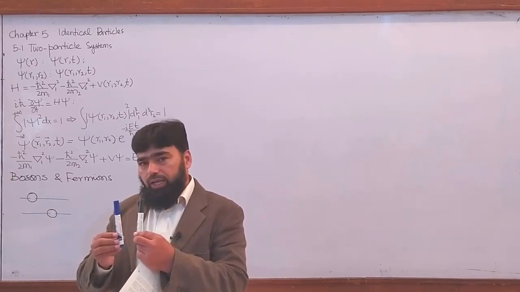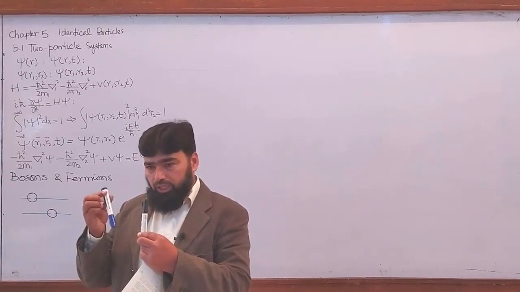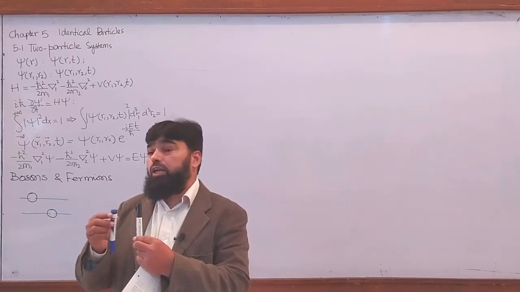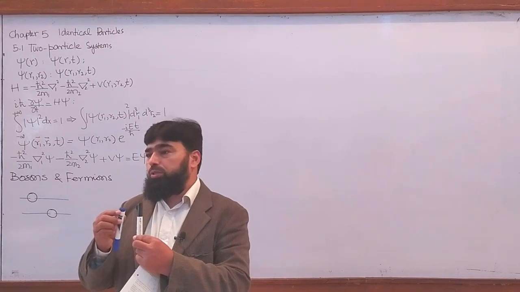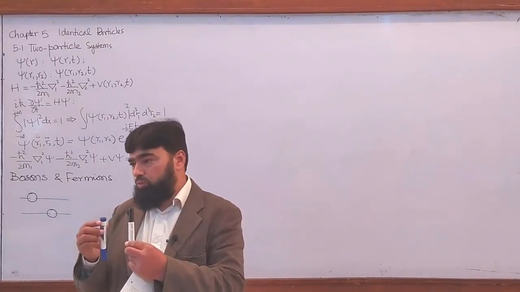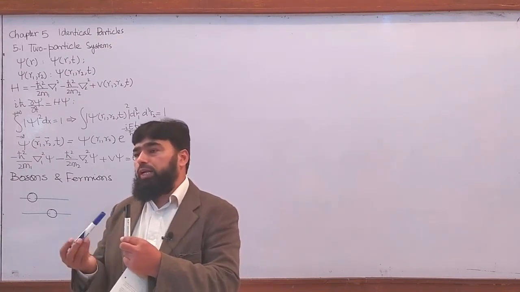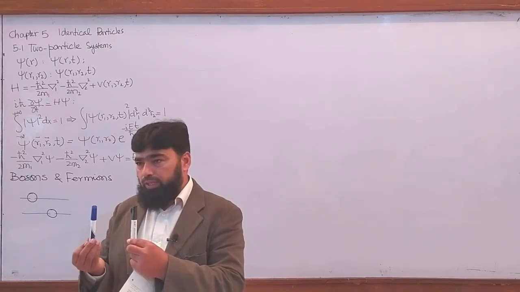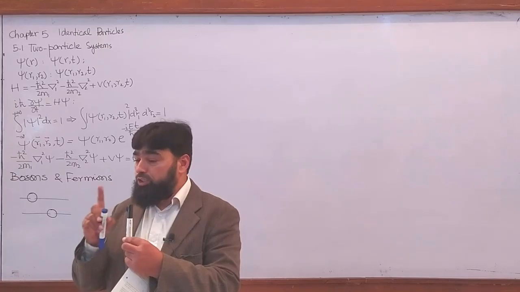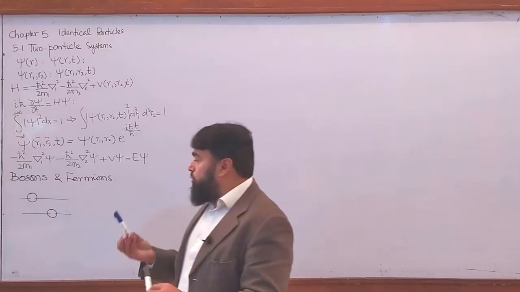Now, when they are in their configurations, in their states. In one state, for example, we cannot say which electron is spin up and which electron is spin down. We cannot say this. We can only say that one electron is with spin up while the other electron is with spin down. We cannot say which one. Clear?